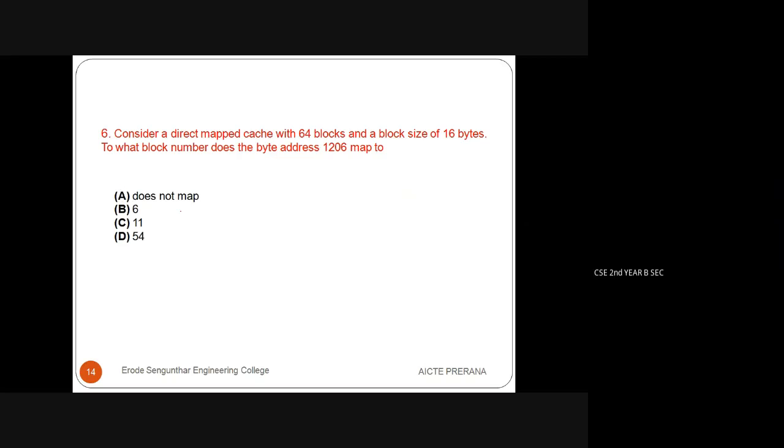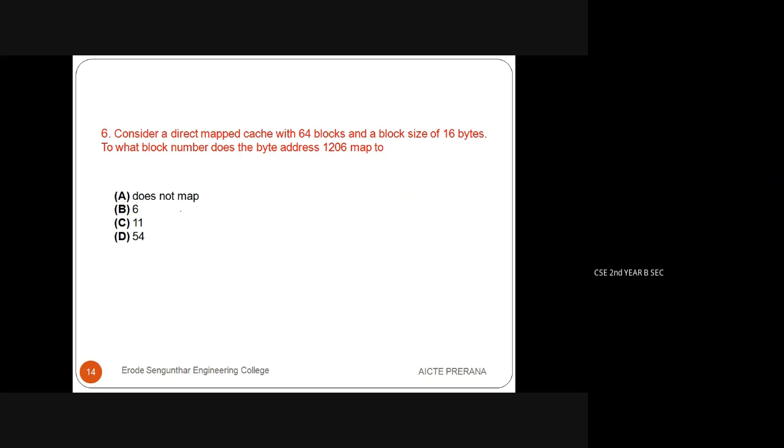So let us move on to the question. Consider a direct mapped cache with 64 blocks and a block size of 16 bytes. To what block number does the byte address 1206 map to? The question data is very precise, very simple.